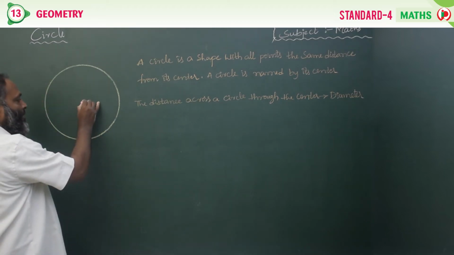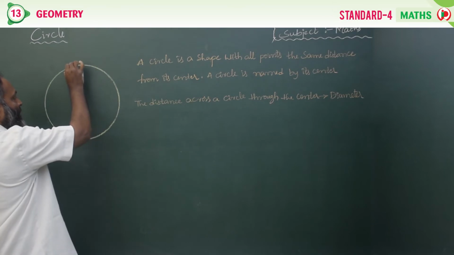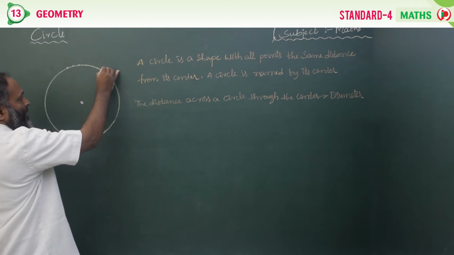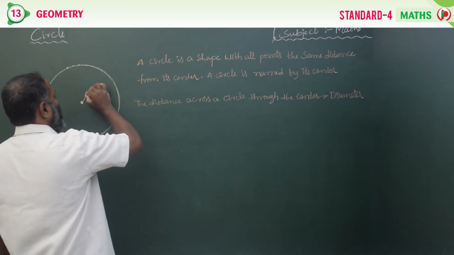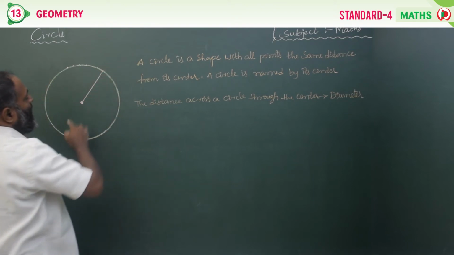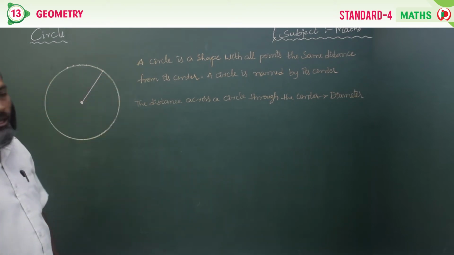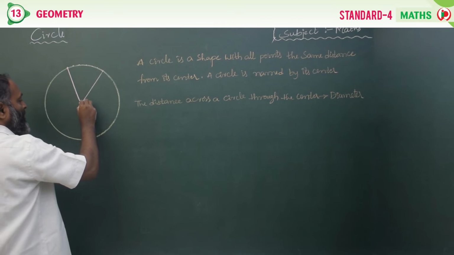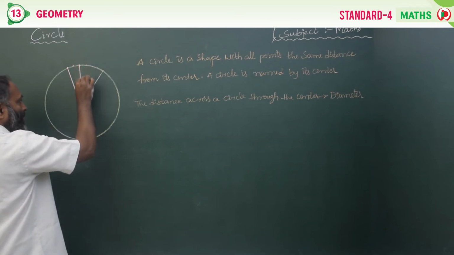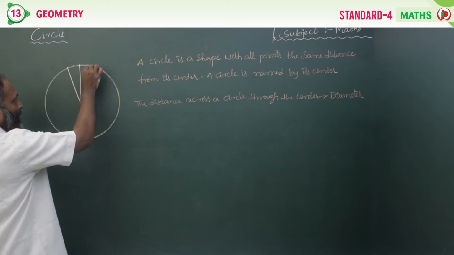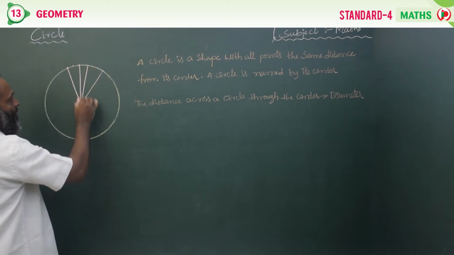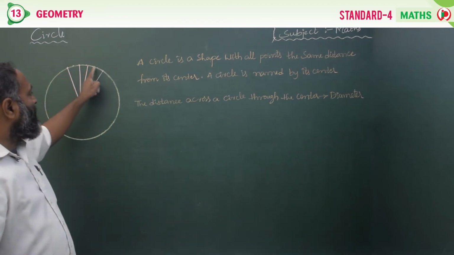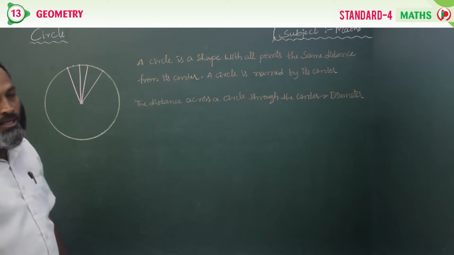So this is the center. Whatever the points on the circle are, they are the same distance from the center. If you take a line from the center to a point on the circle, this is one line. If you draw one more line from the center to a point on the circle, and one more, then all these points on the circle are equidistant from the center.